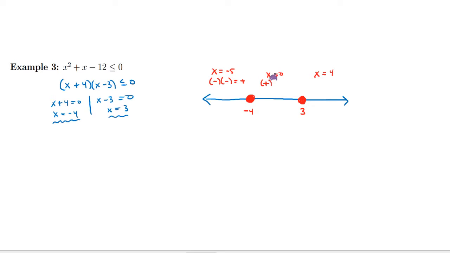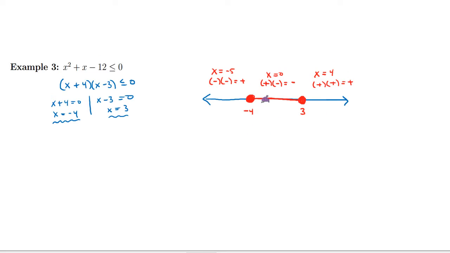And 0 minus 3 is negative. And that is a negative, and that's good. So we're going to include that portion. Right? And then x is 4. 4 plus 4 is positive. 4 minus 3 is positive. And that's going to be a positive. We're not looking for positive, so that's not included. So that's going to be our region.